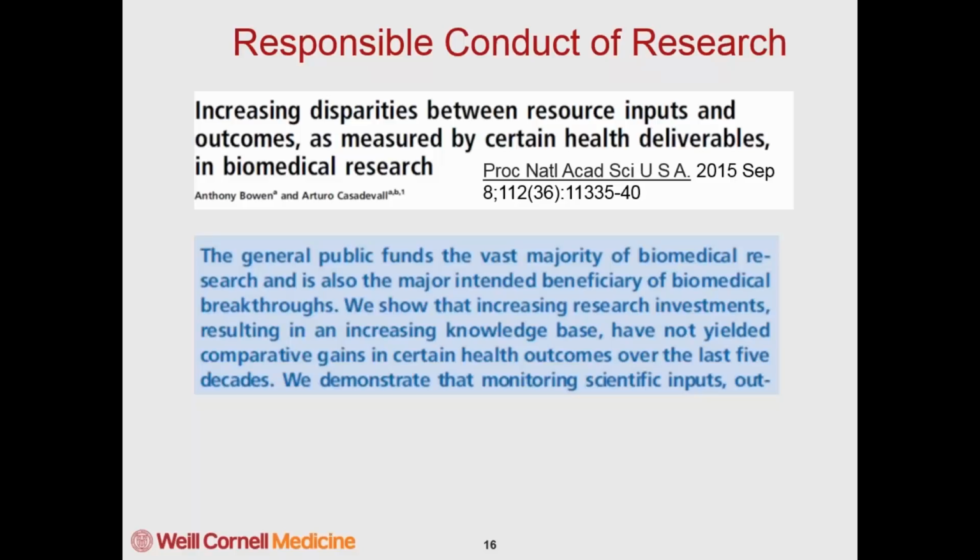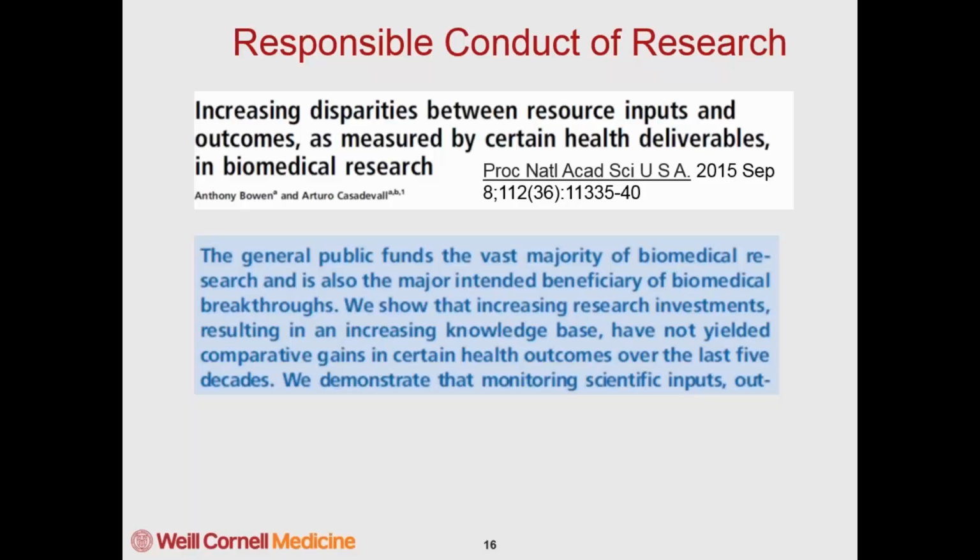But in any case, the general public funds the vast majority of biomedical research, and is also the major intended beneficiary of biomedical breakthroughs. We show that increasing research investments resulting in an increasing knowledge base have not yielded comparative gains in certain health outcomes over the last 5 decades.